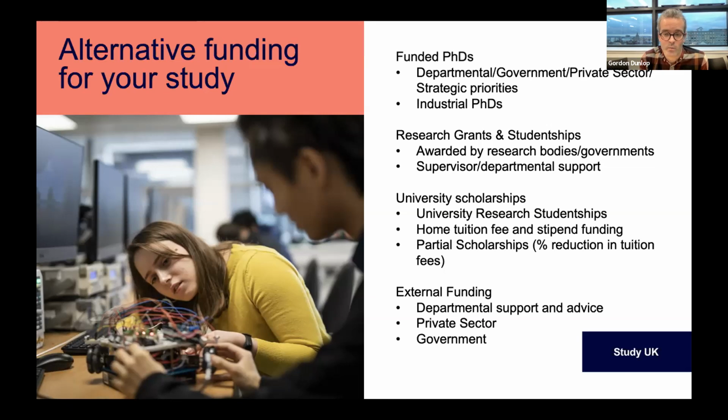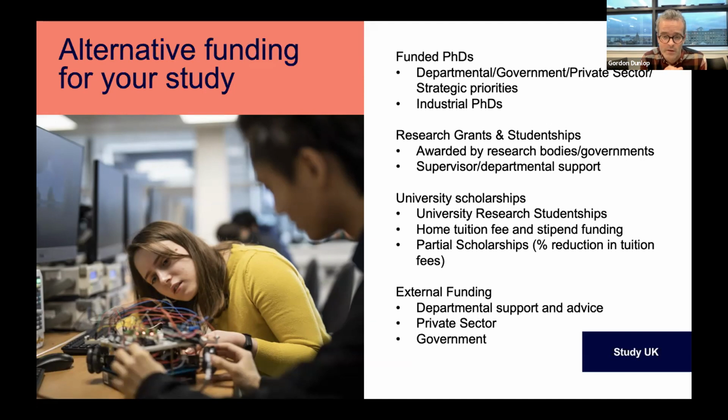It may be that you are working with a private sector company and you're conducting research within your role. The company might want to sponsor you for a PhD in order to formalize the research that you're doing anyway into a PhD delivered by the university. That would be the industrial PhD model. There's a number of research grants and studentships. Universities provide scholarships, many of them fully funded or at least partial scholarships where perhaps the home tuition fee and the stipend is covered. As an international student, you would then just have to make up the balance of that tuition fee to the international fee. But it certainly represents a significant portion of funding over the 3 years.